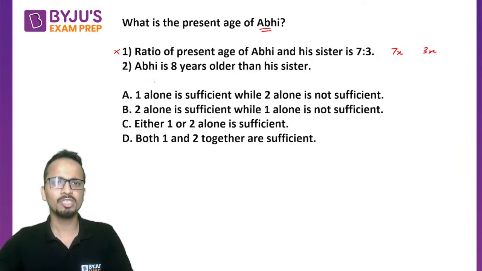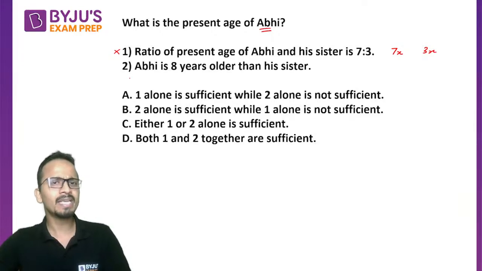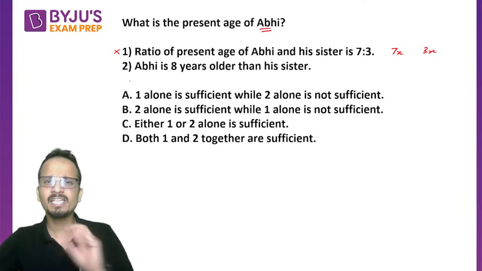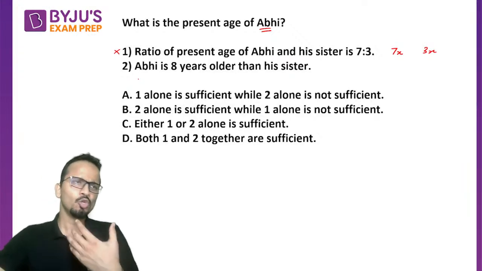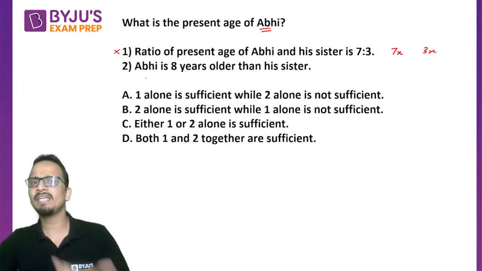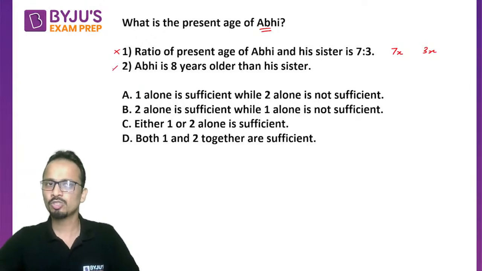Let's talk about statement 2. Now 2 says Abhi is 8 years older than his sister. So the second statement taken alone gives us the difference between their ages, which is 8 years. So again, using the difference, I will not be able to find the age of any one of these two. So statement number 2 alone is also not sufficient.